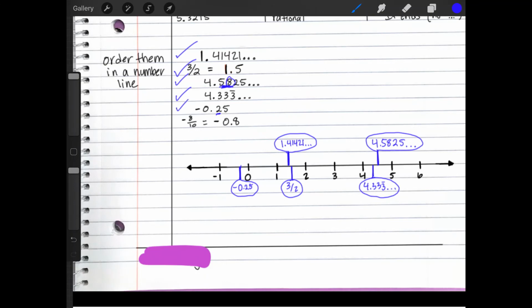Okay. And then the last one, negative 0.8. This 8 tells us that it's closer to 0.9, which is closer to negative 1. So right here, very, very close to negative 1, I'm going to put the negative 8 over 10.